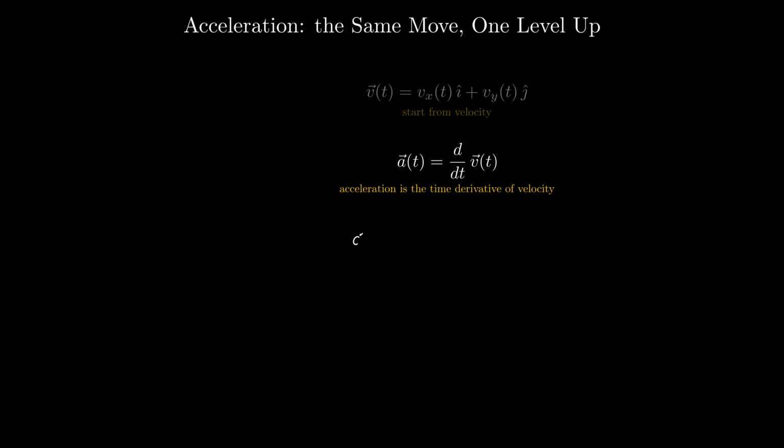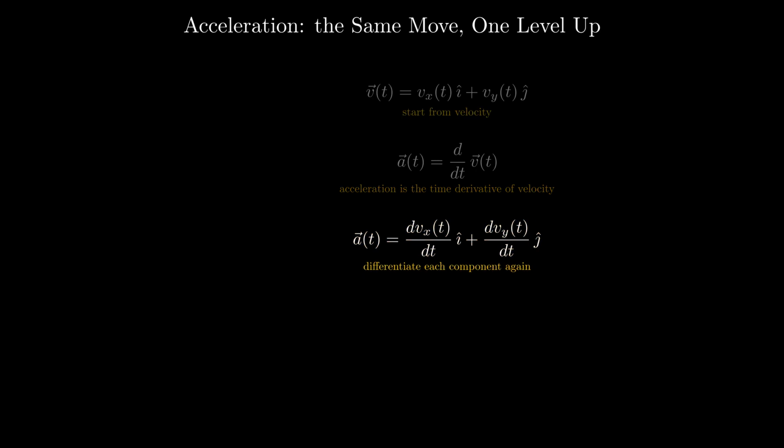Acceleration follows the very same pattern. Acceleration is the rate at which velocity changes, so the acceleration vector is the time derivative of the velocity vector. We differentiate again, component by component. The acceleration vector, a vector of t, equals the derivative of v sub x with respect to t times i hat, plus the derivative of v sub y with respect to t times j hat.